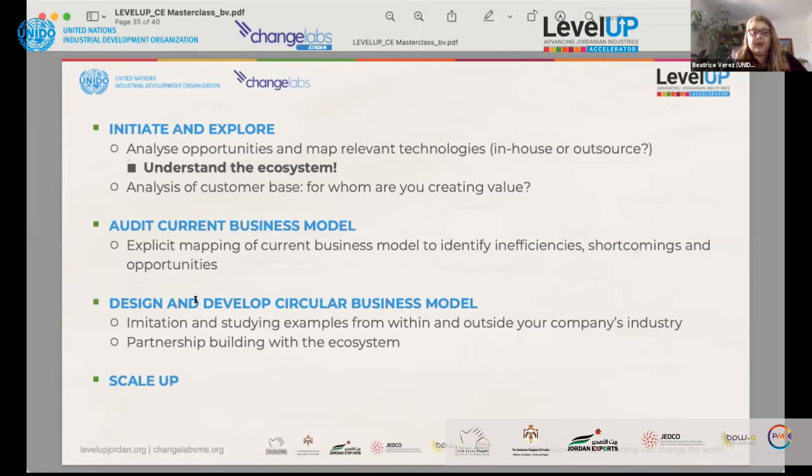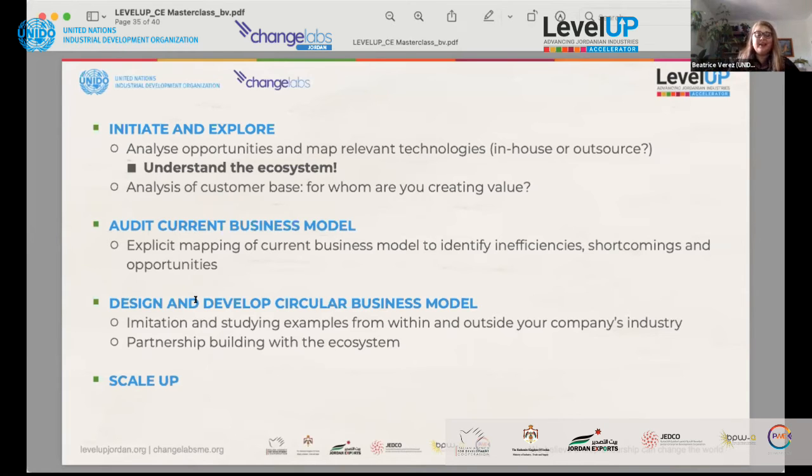Then, of course, you need to make explicit your current business model. And that means being as honest as possible about what you're doing now and what inefficiencies exist, but also where are the opportunities. If you look back on what I was saying before: before it gets to the customer, while the customer is using it, and what they do after it's been used. And then, of course, based on that, you would design and develop a circular economy business model, which obviously is based on your current model. It's just taking advantage of the opportunities and really designing out waste as much as possible.